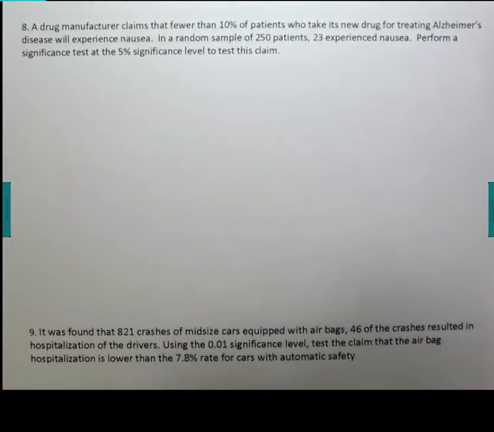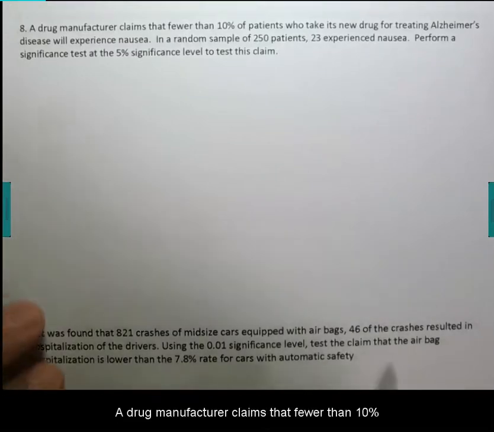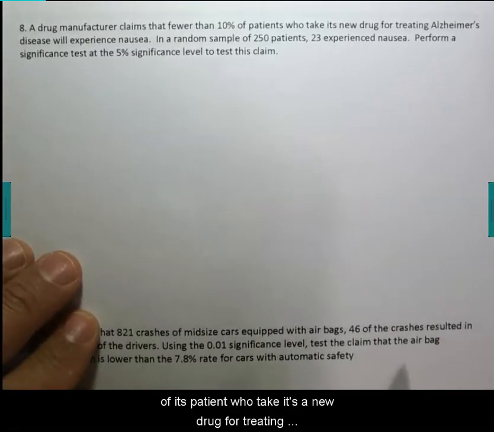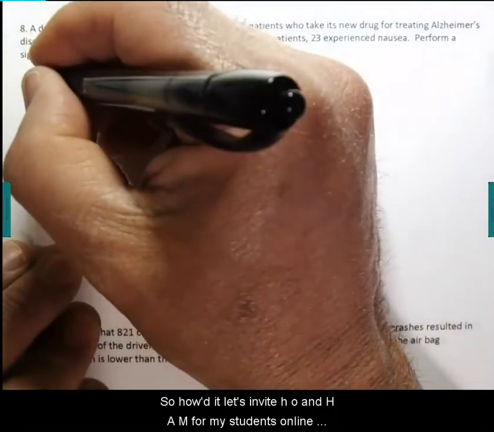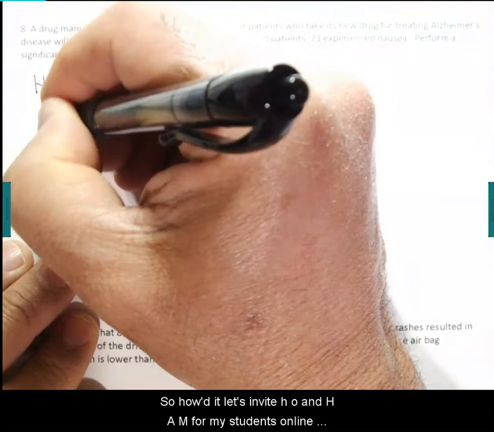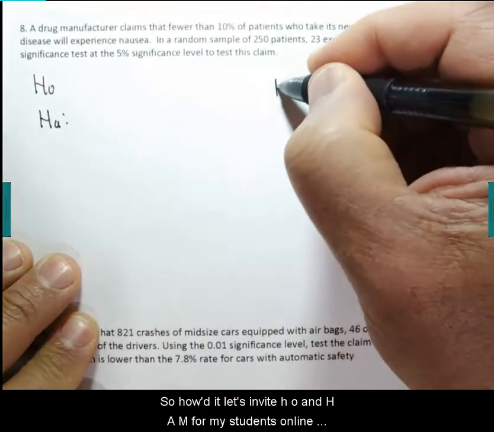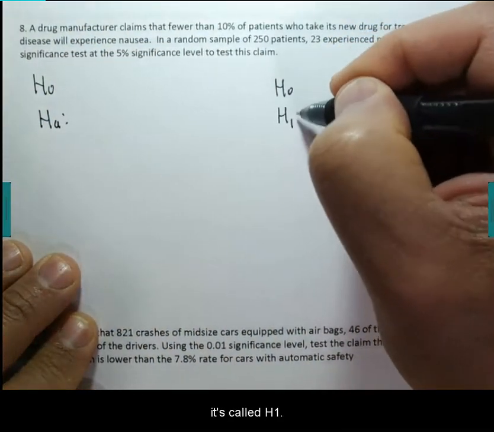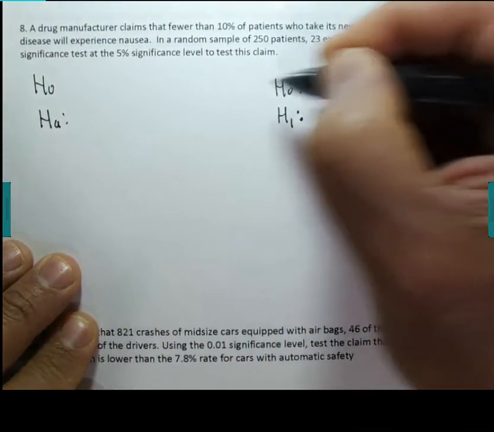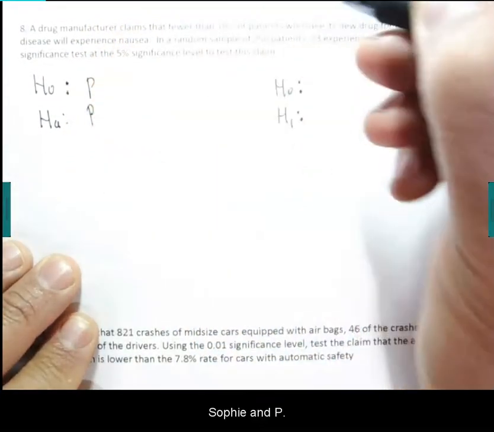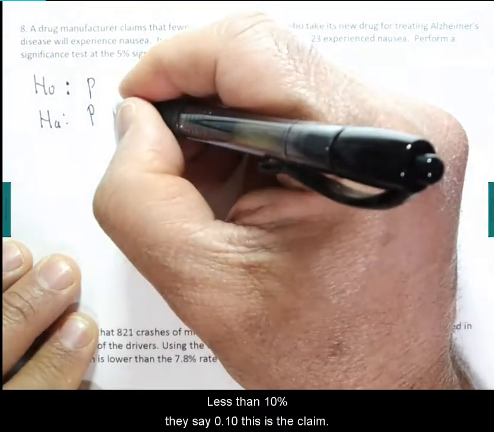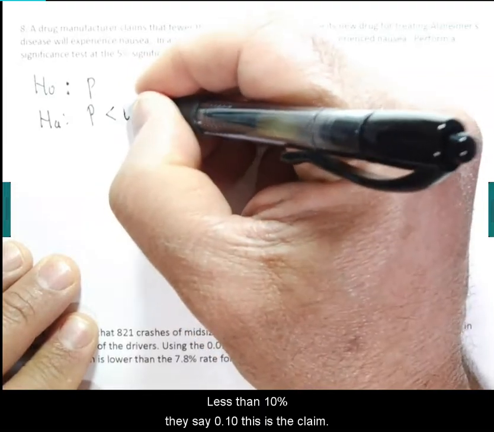There's number 8. A drug manufacturer claims that fewer than 10% of its patients who take its new drug for treating Alzheimer's disease will experience nausea. So here, let's write H0 and HA. And for my students online, it's called H1. So p, and p less than 10%, they say 0.10.